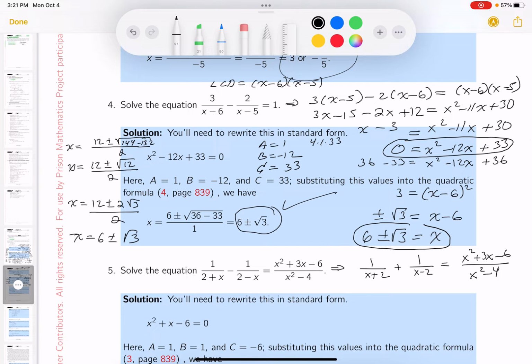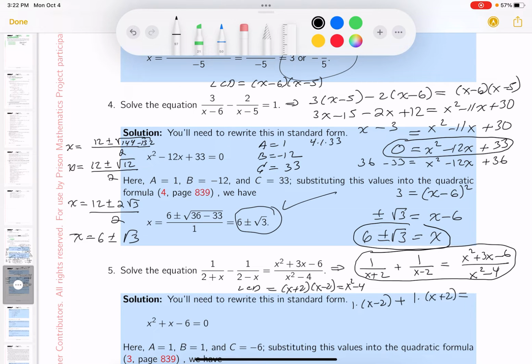I'm going to multiply by the LCD. Let me remind you the LCD of this problem, and I'm looking at this over here, is going to be x plus 2, x minus 2, or if you prefer, just write down x squared minus 4. Well, let's do it. What do you get for the first term? An x plus 2 would cancel off, so you get 1 times x minus 2. The next term, well, the x minus 2 would cancel off, and you're left with x plus 2.